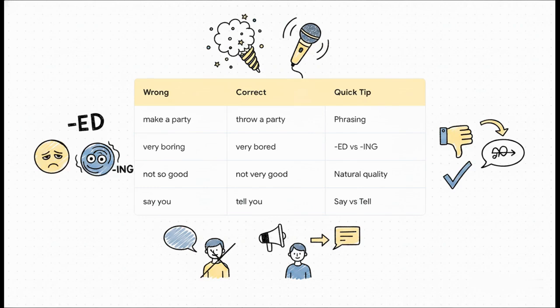Third, my English is not so good. For describing quality, not very sounds much more natural. My English is not very good. Finally, I want to say you something. You say words, but you tell a person. So it's, I want to tell you something. Let's echo that. I want to tell you something.